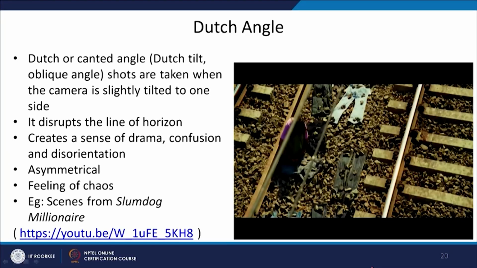This is a representative shot from Slumdog Millionaire. The link is also given here if you want to watch it for further understanding of the Dutch angle shot.